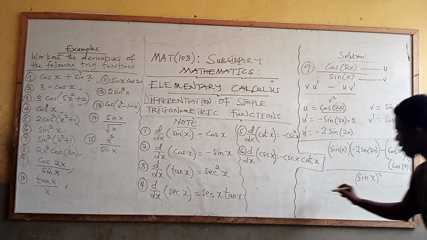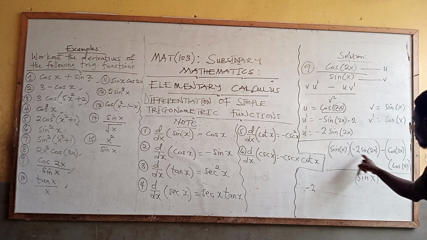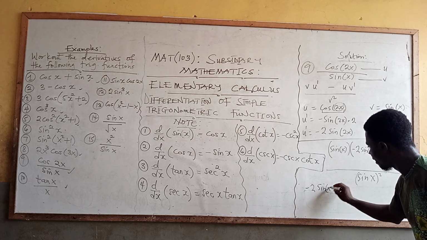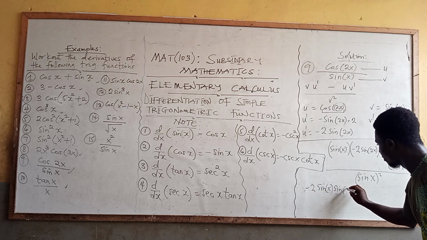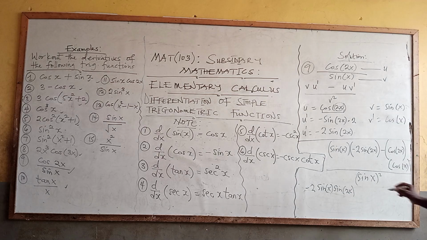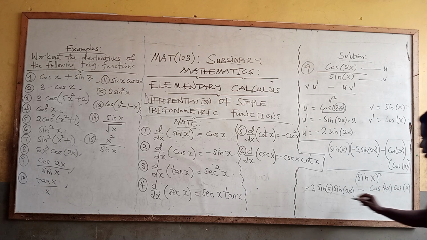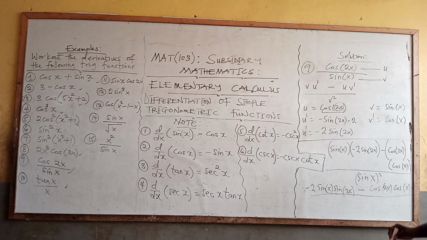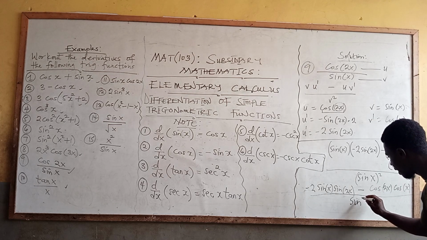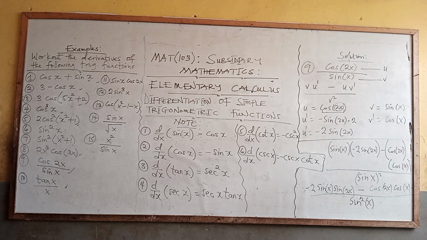So we can rewrite it as negative 2 sine x sine 2x, then minus cos 2x cos x, all divided by sine squared x. So we have this, which is very simple and very trivial as well.